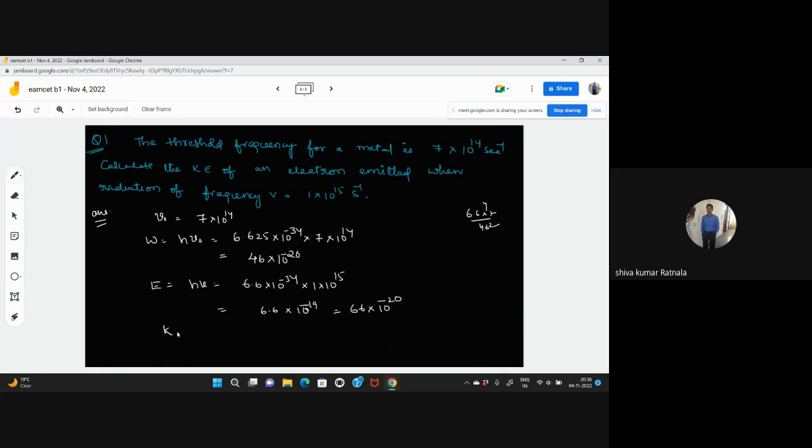Therefore kinetic energy is energy incident minus work function. So energy incident will be 66 into 10 to the power of minus 20, minus work function 46 into 10 to the power of minus 20. That means 66 minus 46 is 20 into 10 to the power of minus 20 around.